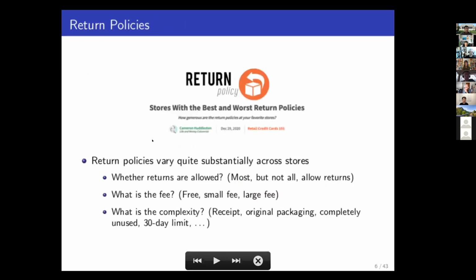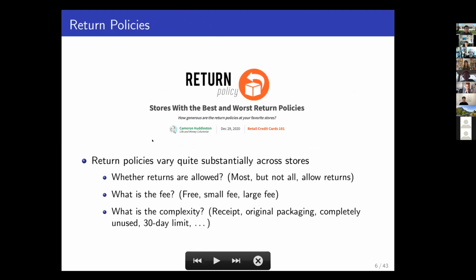And that brings us to the point of return policies. Return policies actually vary quite substantially across stores. So Warby Parker also has a return policy, and it's a good one, but the return rate on Warby Parker glasses is not that high. I mean, its return rate on Zappos shoes is very, very high.